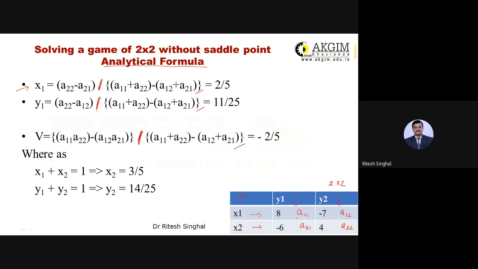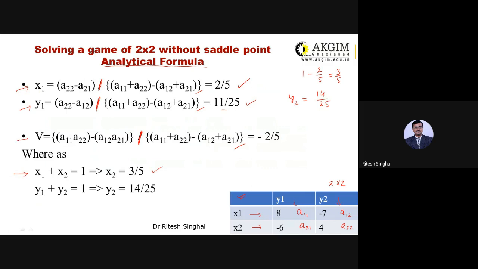So after putting all the values in this formula, we'll have the value of x1 as 2 by 5, and the value of y1 as 11 by 25. Similarly, since x1 plus x2 is 1, we can have the value of x2 as 3 by 5. How? 1 minus 2 by 5, that is 3 by 5. Now the value of y1 is 11 by 25, so the value of y2 would be 14 by 25.